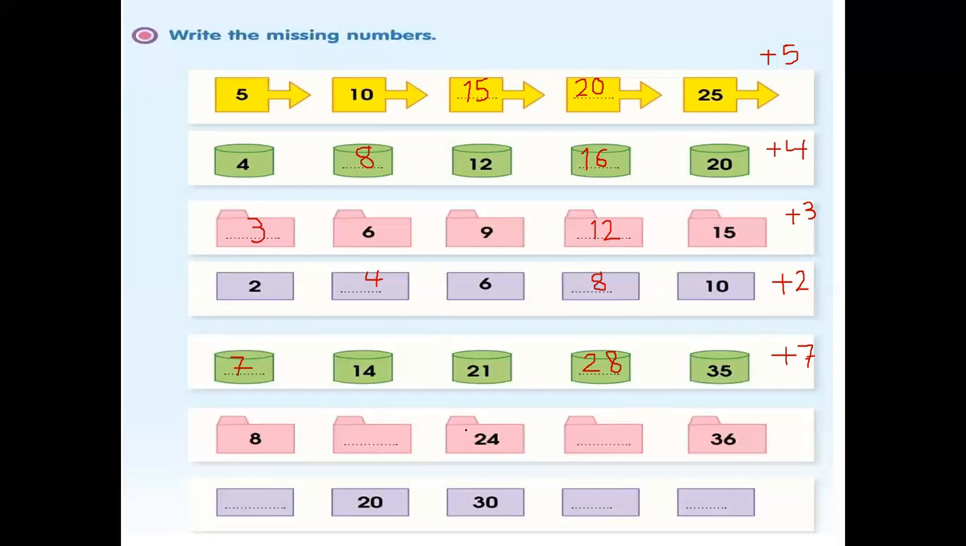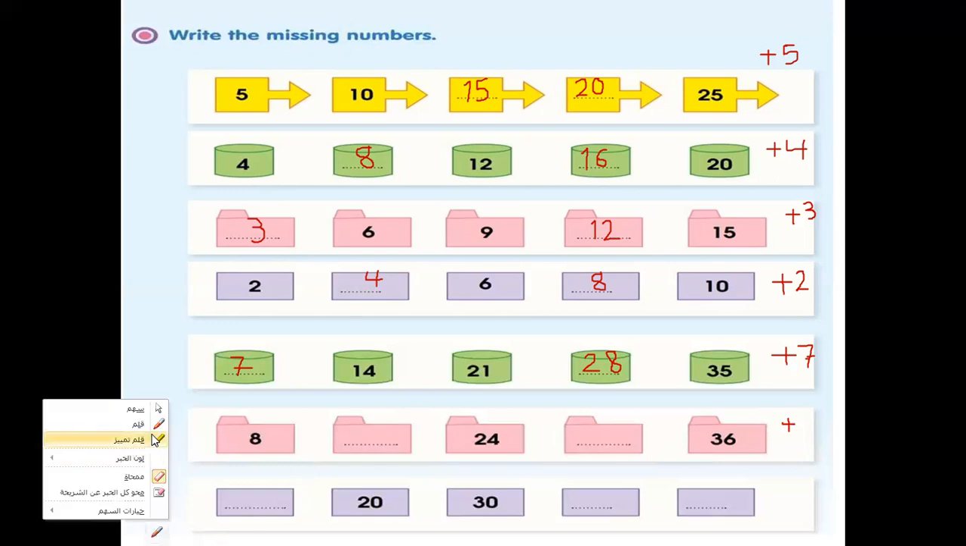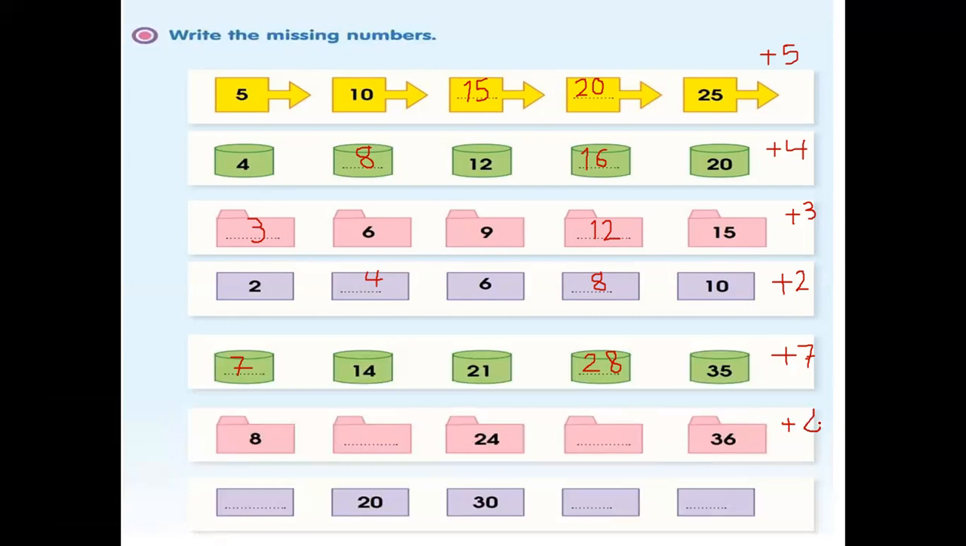Okay, 8, 24. So here we are adding 8. Okay, so 8 plus 8, 16. 16 plus 8, 24. 24 plus 8, 32. 32 plus 8, it is 40. It's not 36. Let me remove 36 and write 40.